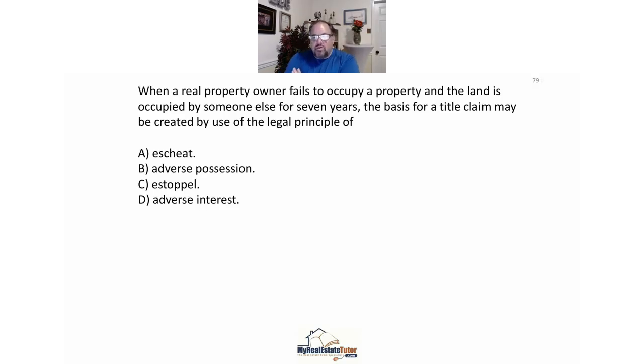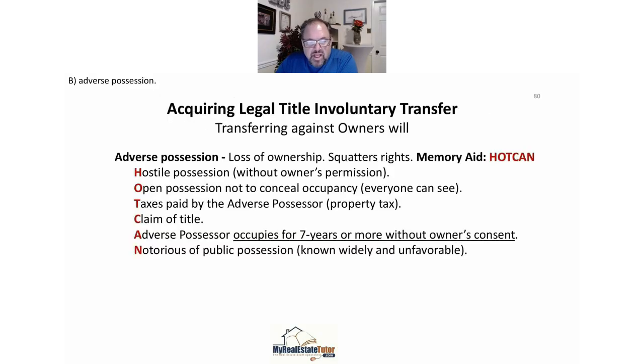All right, next question. When a real property owner fails to occupy a property and the land is occupied by someone else for 7 years in the state of Florida, the basis for a title claim may be created by use of what legal principle? Adverse possession is a term we use in Florida. The word being adverse, it's acquiring legal title involuntarily. The seller doesn't want to give the property to me, but I'm able to get legal title through adverse possession in Florida, 7 years. If the person occupies the property without the owner's consent, they can get title to that property.